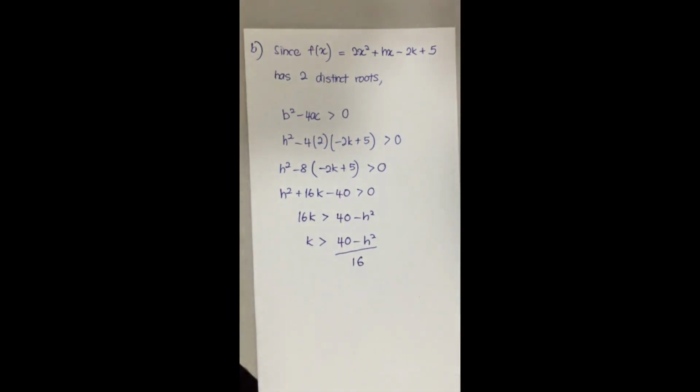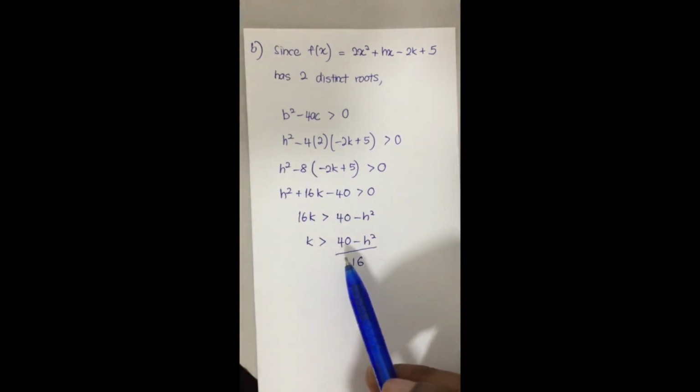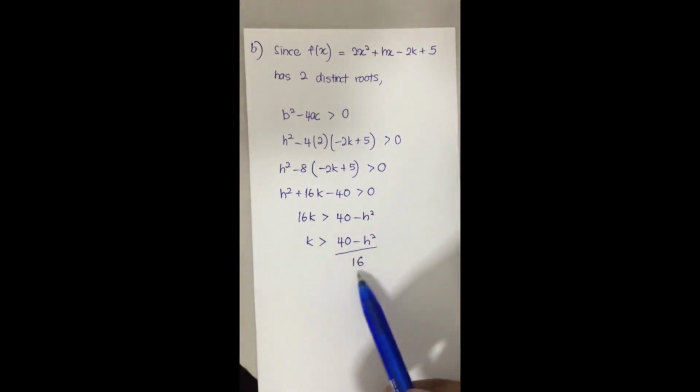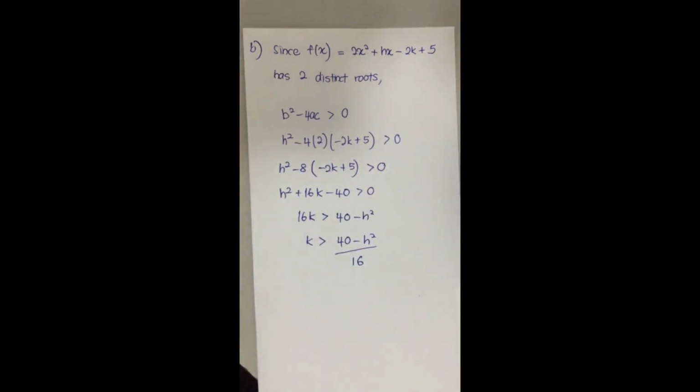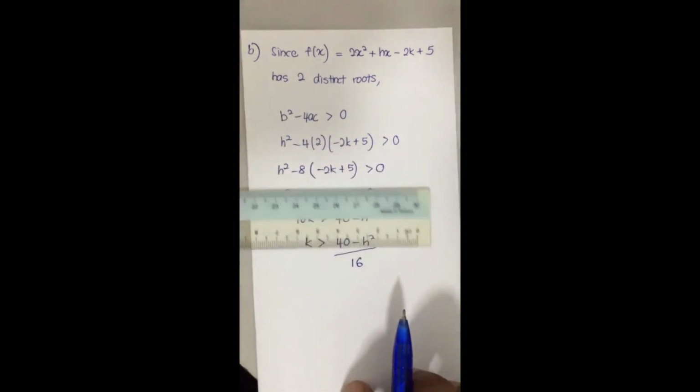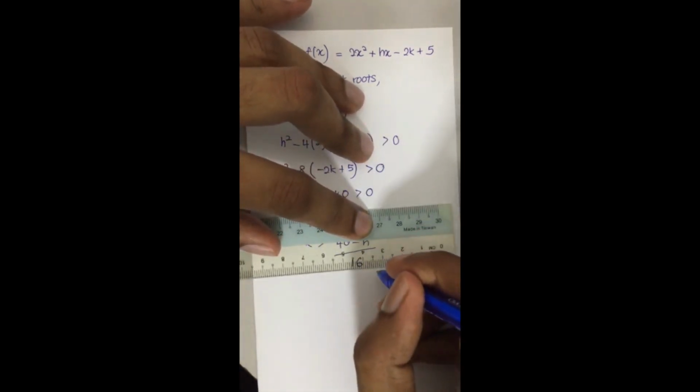And there you go. We have already proved that k is more than 40 minus h squared divided by 16 by using the discriminant formula, b squared minus 4ac more than 0. Let me underline the solution for question 14 part B.